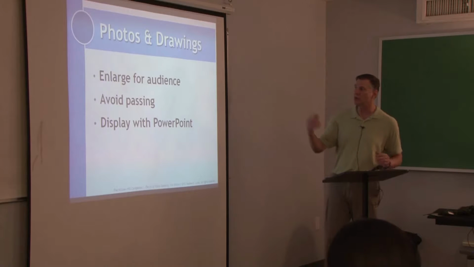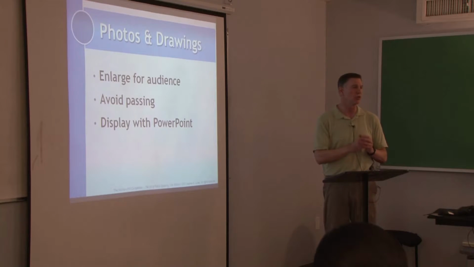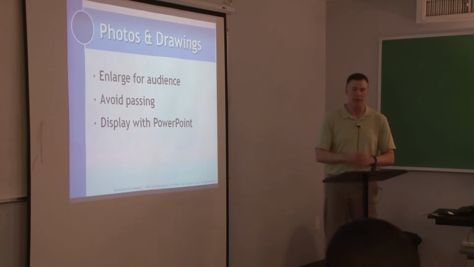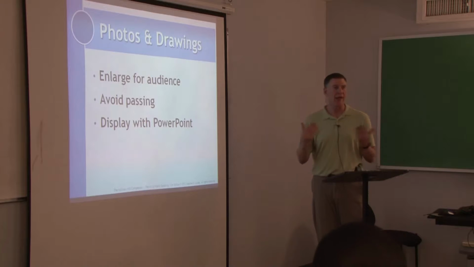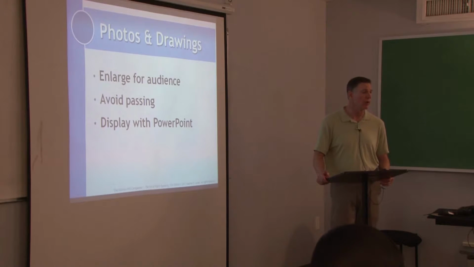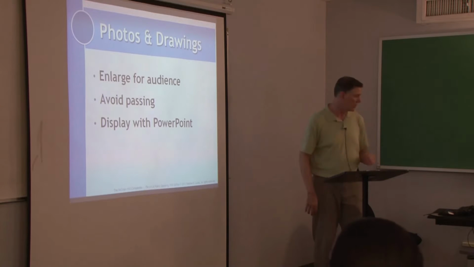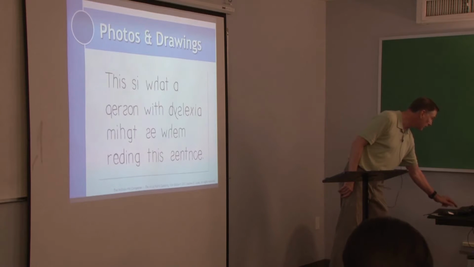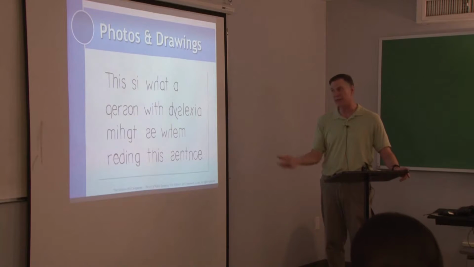So when it talks about enlarging for the audience, say you're showing a ring of some type, you take a picture of it and put it on a PowerPoint. People can actually see it better anyway because you've blown it up to where they can see it. And here's an example of something you might show for someone who is called dyslexic.